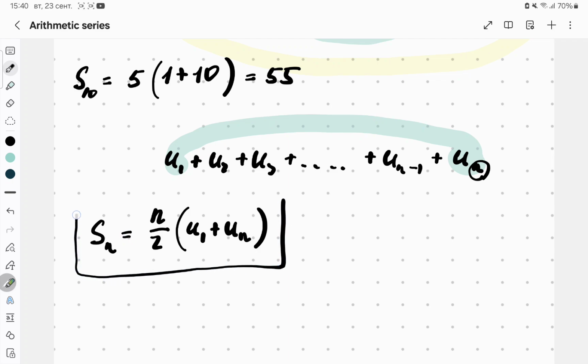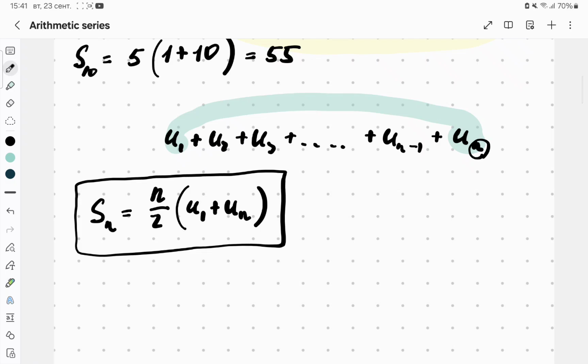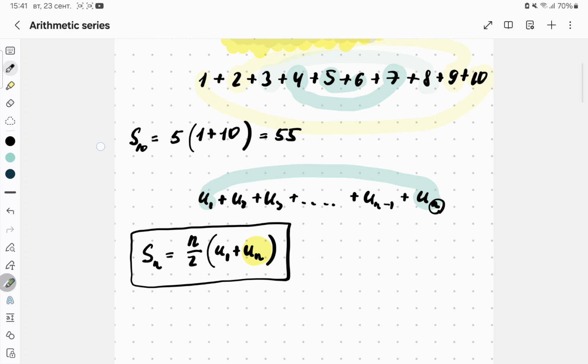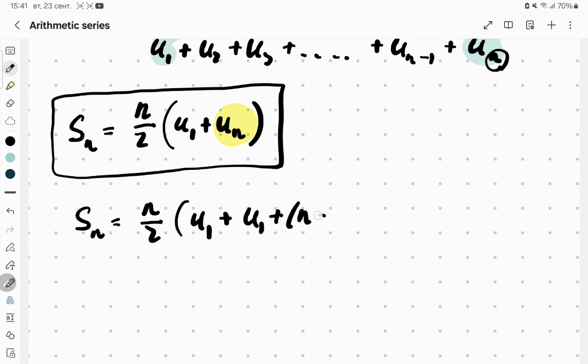This formula is going to be in the formula booklet, so you'll find it there. It is one formula, and another formula which is more beneficial and more useful is obtained from the general term formula. If we plug our general term formula inside Un, we will have another formula, and let's do that together. So let's derive the formula of arithmetic series. So n over 2, and instead of Un, I'm going to plug in the general term formula, U1 plus n minus 1 d. Let me color code.